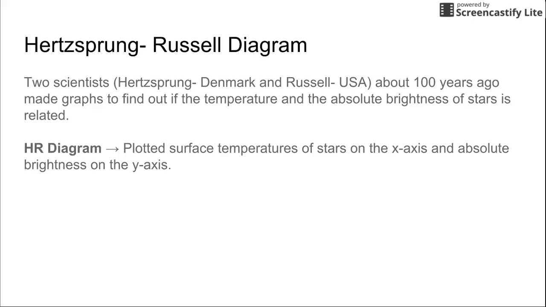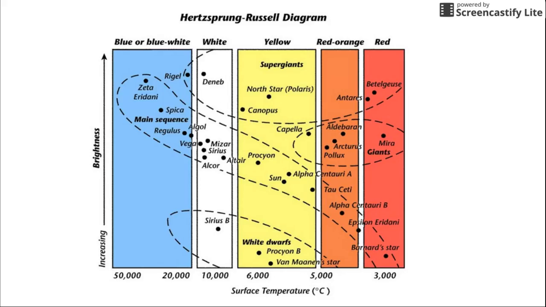About 100 years ago, two scientists, Hertzsprung and Russell from Denmark and the United States, made graphs to find out if the temperature and the absolute brightness of stars is related. So they came up with what's called the Hertzsprung-Russell diagram, and this plots surface temperatures of stars on the x-axis and the absolute brightness on the y-axis.